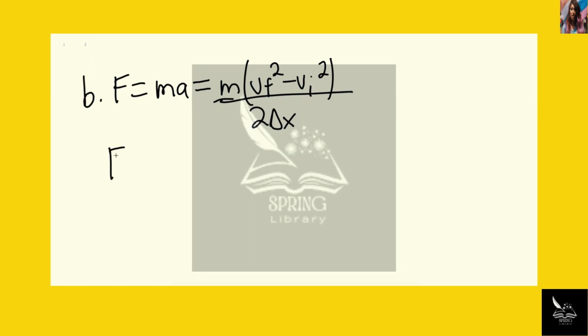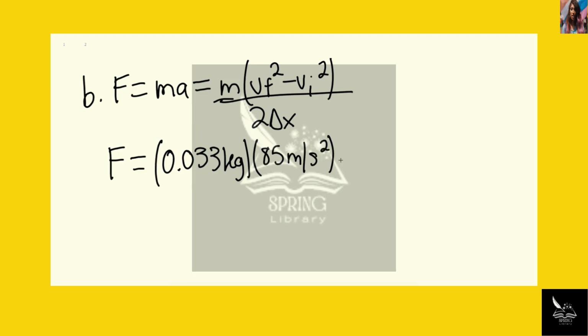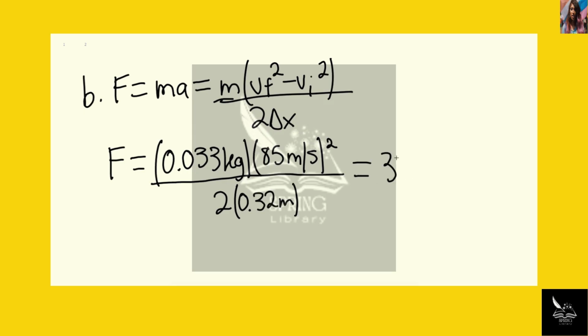So force is going to be equal to the mass of 0.033 kilograms times 85 meters per second quantity squared, and then divided by, again, 2 times 0.32. And of course, it's equaling the exact same answer of 372.5 newtons.